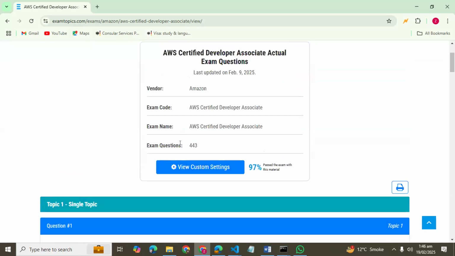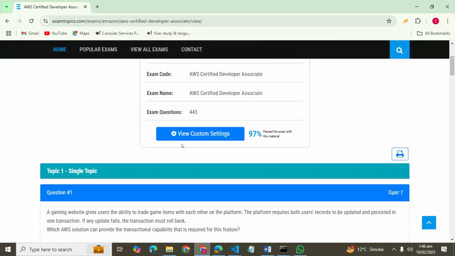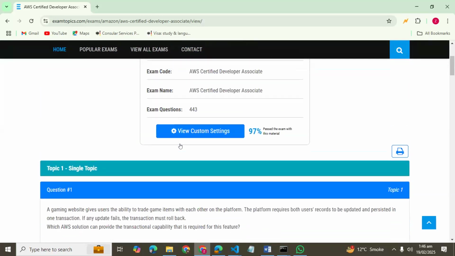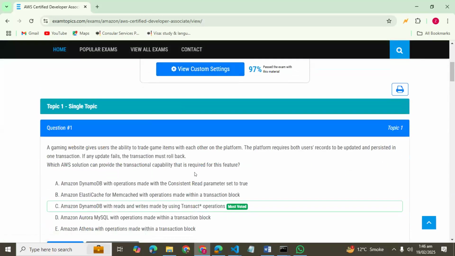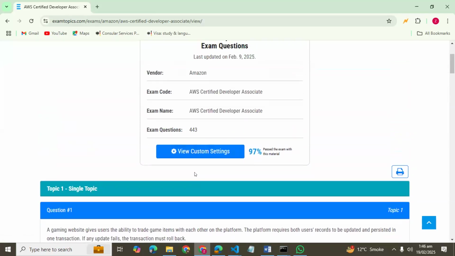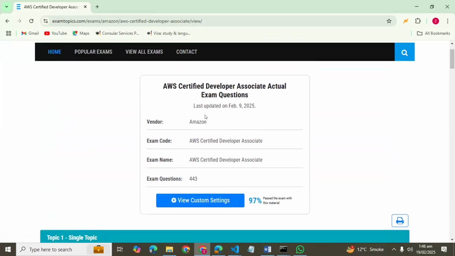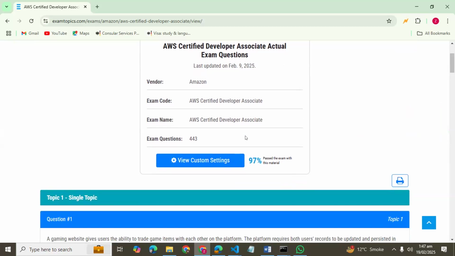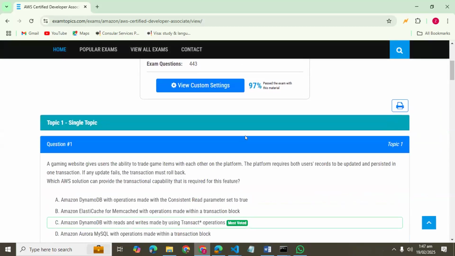Because we have 443 questions, right? So we need to memorize. Some people do the certification just by memorizing things. They memorize the 443 questions and go to the exam, and they also pass it easily, because about 70 to 80% of the test MCQs come from this. And the passing percentage for this exam is 72%, so out of 100 percent you have to score 72% to pass.